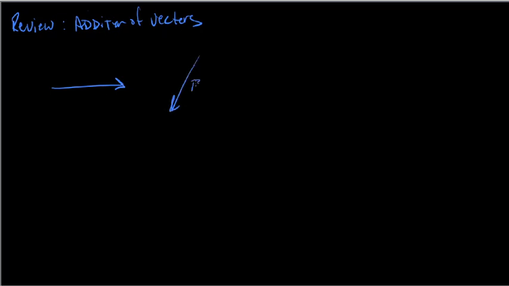All right, so real quick review. We're going to go over addition of vectors. Review of addition of vectors. And so let's say we have two vectors. We've got A and we've got B. Okay, and so if we just start with A plus B.